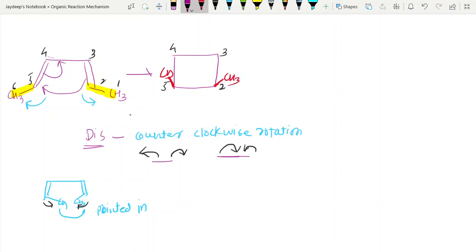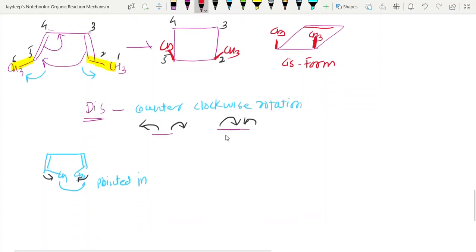So I am going to write down the structure in a simple manner. Okay, now the methyl group is here. Here also a methyl group is there. The double bond is here. So the methyls are CH3, CH3. You can see the positions of the methyl groups are on the top. So it is a cis form of cyclobutane. So in this way, the dis and con structures are there.